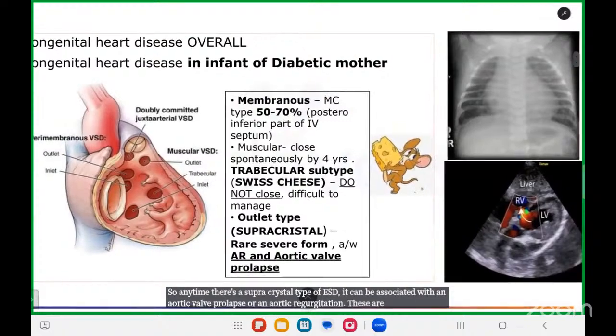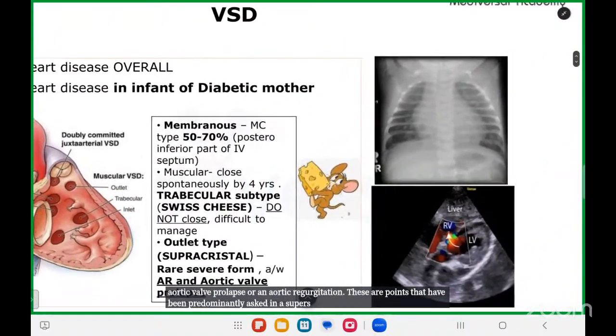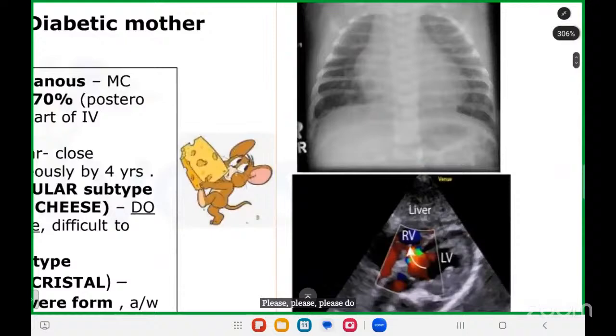These are points that have been predominantly asked in your super specialty exams, entrance exams. Please, please, please do take care of this. Let's look at this X-ray.